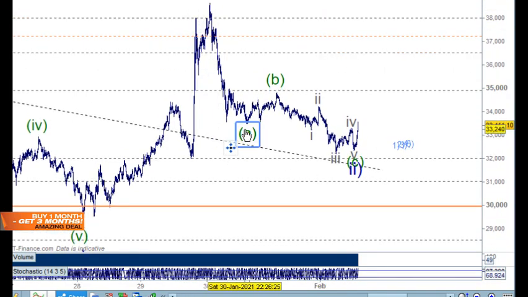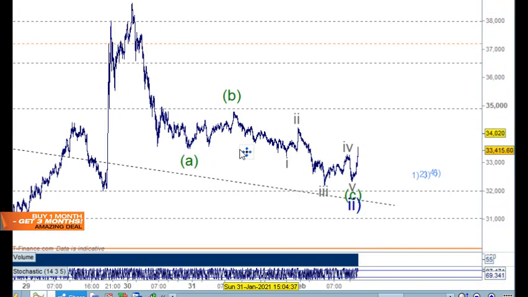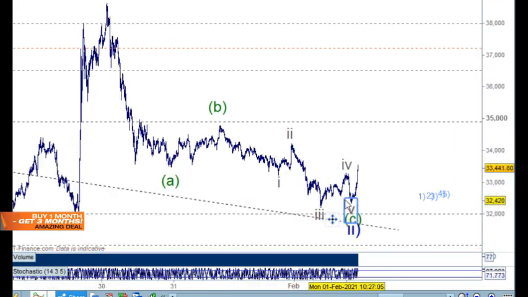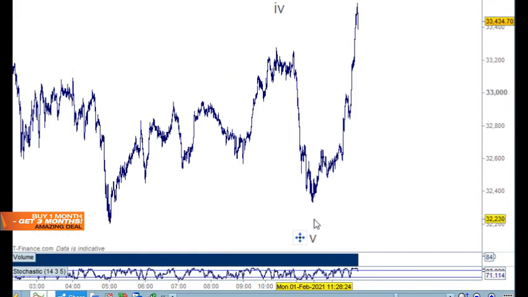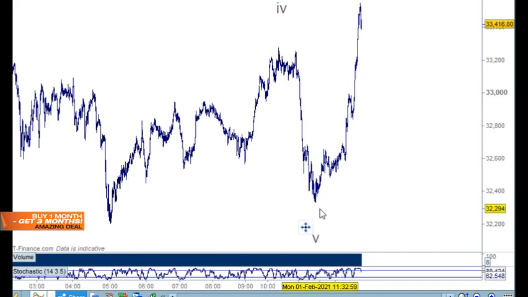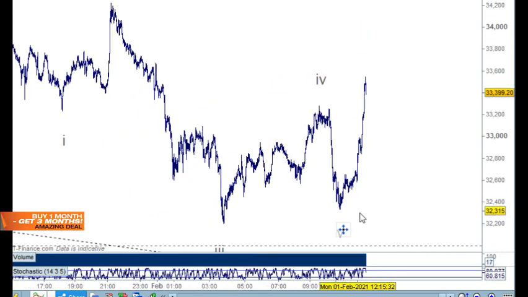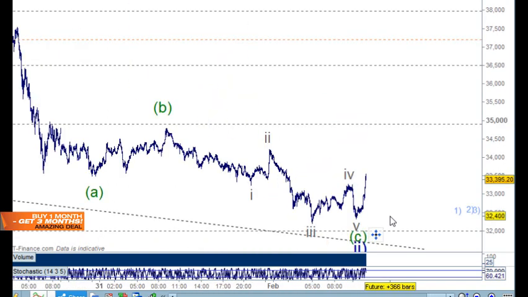So the A wave down to here, then an A, B, C for the B wave, and then down here for 1 and 2 here, and 3 here, and 4 here. Wave 5 didn't make a new low here, but it did produce 5 waves. So that's a bit of an issue, but not the end of the world. We'll just see how that travels.